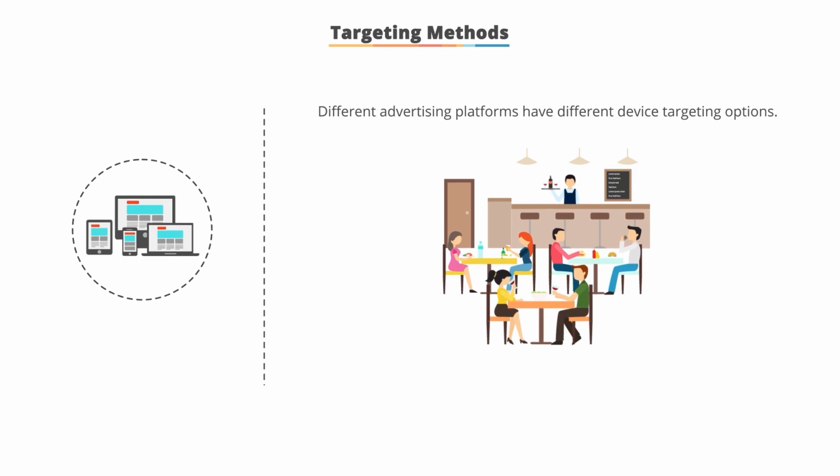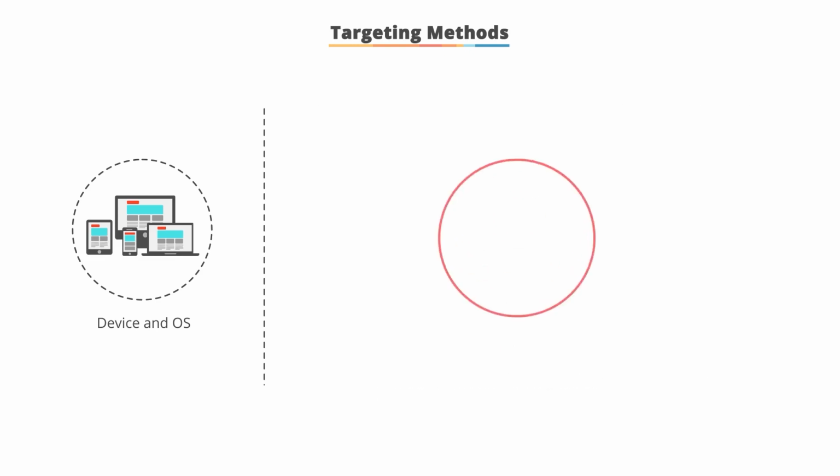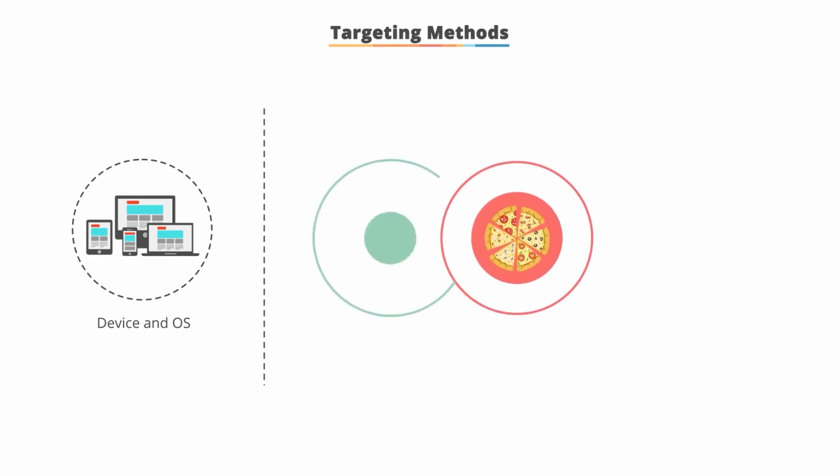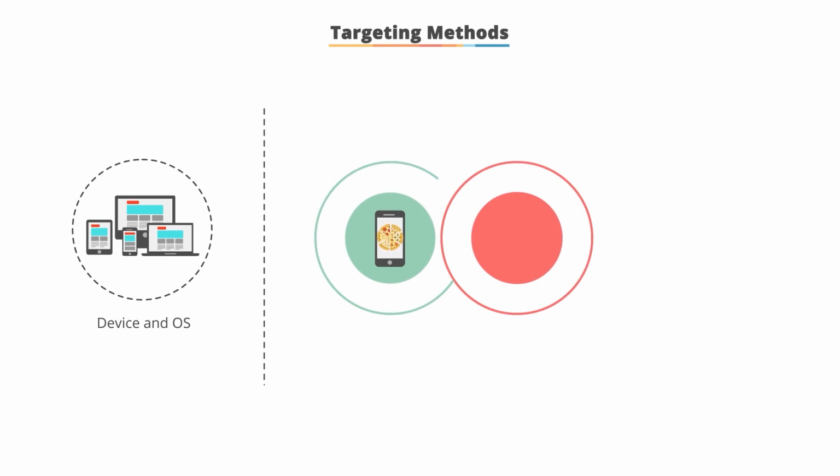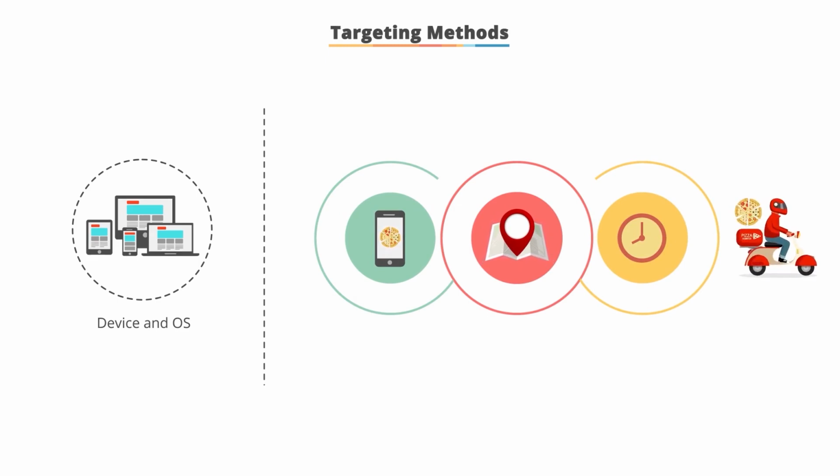You can also choose the device and operating systems where you want your ads to run, such as mobile devices, tablets, computers, or all three. So, for example, if you're a pizza delivery place, most pizza orders are now on mobile devices. So while you may be on all devices, mobile is your primary one. Then you pick your location based upon your delivery area, and then finally you choose the time of day for when your business is open and actively delivering pizzas.